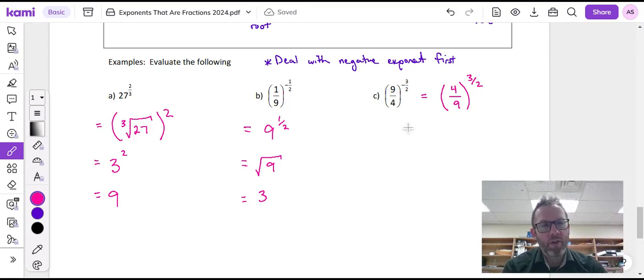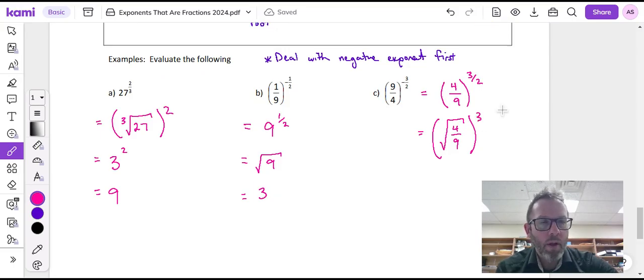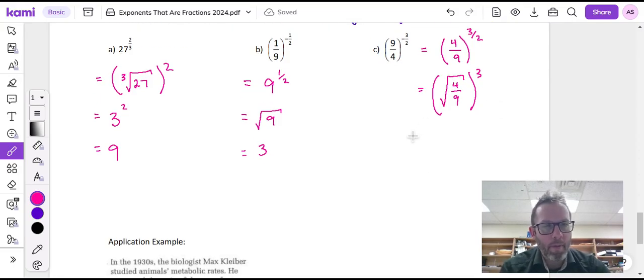Positive 3 over 2. Just change the sign. And then we apply our rules from today. What does the 2 on the bottom mean? It means we're going to do the square root of 4 over 9. And the 3 on top means we'll raise that to the power of 3. And the rest we can probably do with mental math.